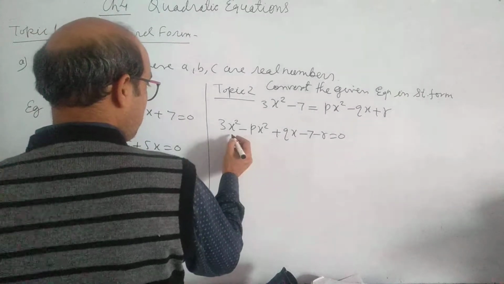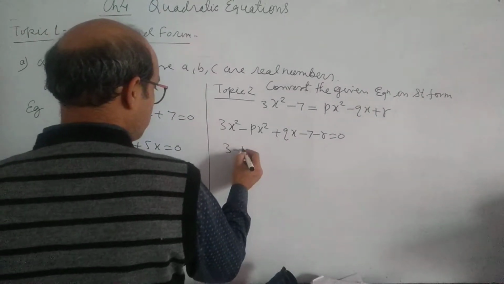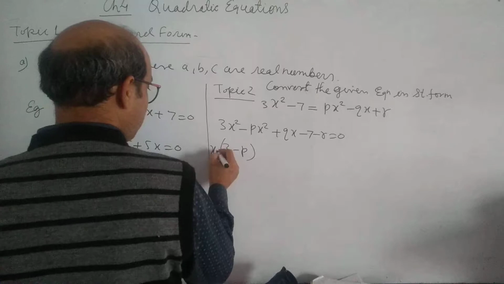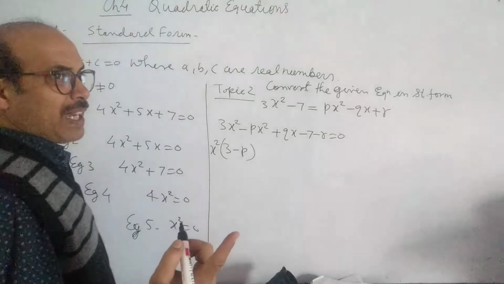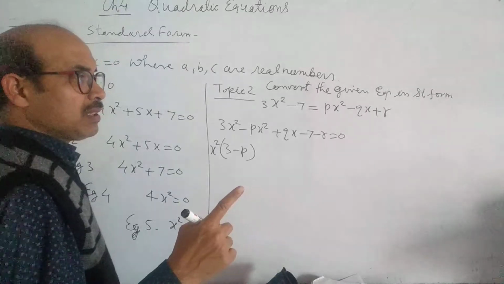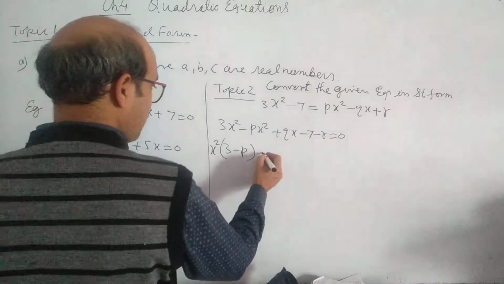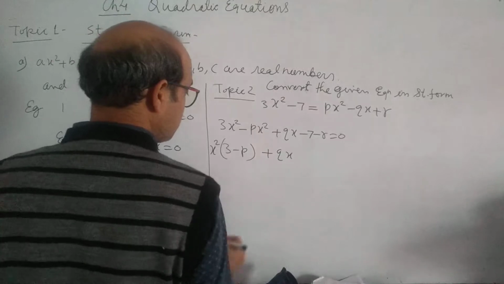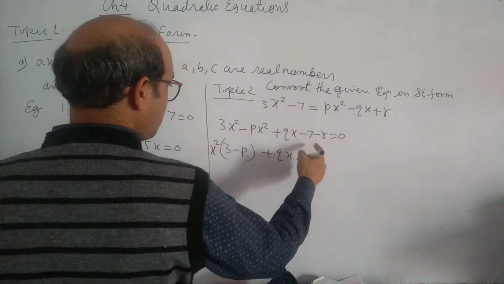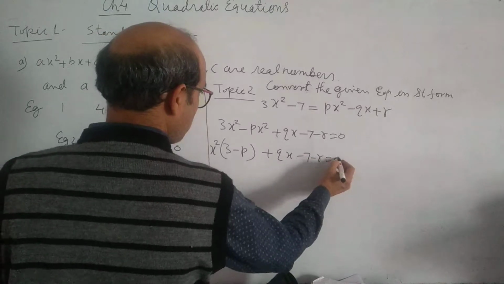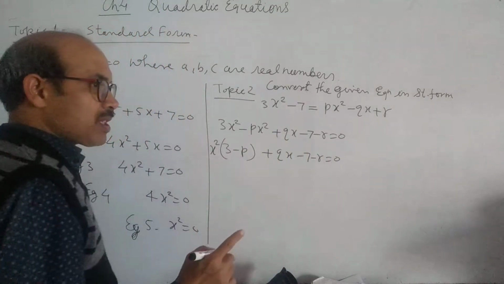After that, take x square common. So 3 minus p will be left after taking x square common. If there are 3 terms having x, then take common like this. But here only one term is there. And all the terms without x will be written together. So now it is in standard form.